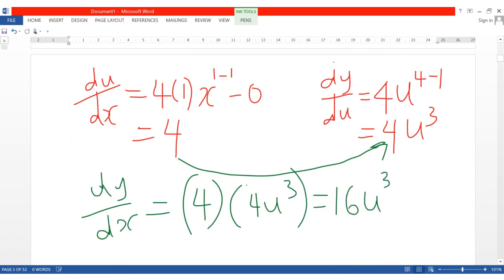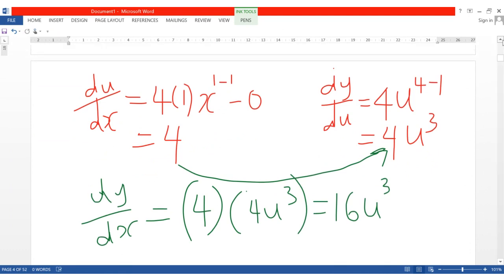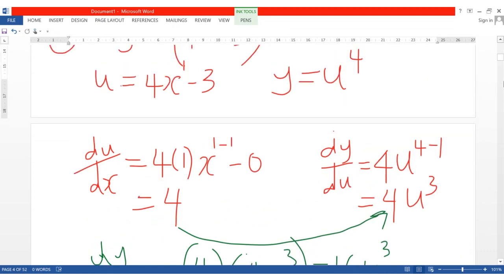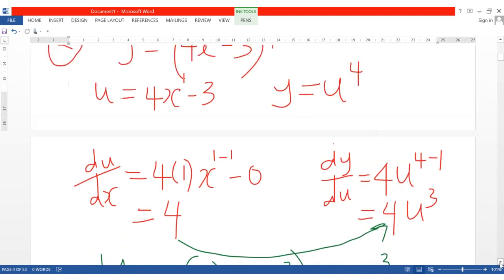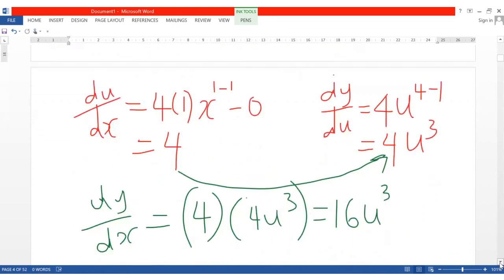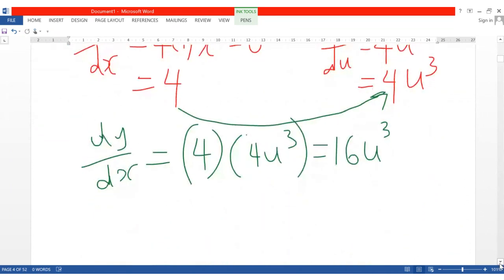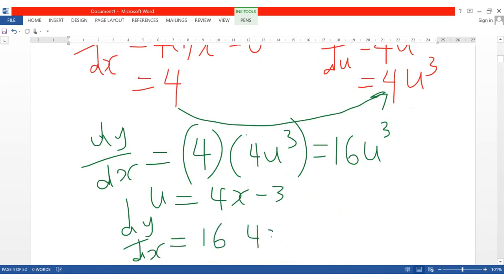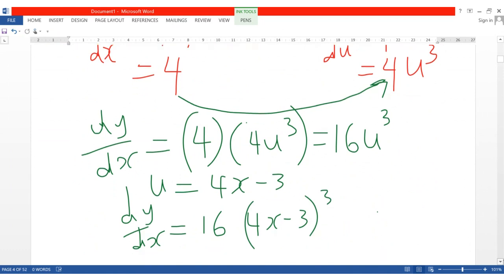But remember, I did not have a u. I need to go back and replace back the value of u. So I go up again, but u was what? 4x minus 3. So I'll go back and replace, but always be replacing back. The u was to assist us. So u is equals to 4x minus 3. So it means that dy all over dx will be given by 16, 4x minus 3 raised to power 3. So remember, you must be able to put the brackets because of the power. And I'll be able to demonstrate something later on.